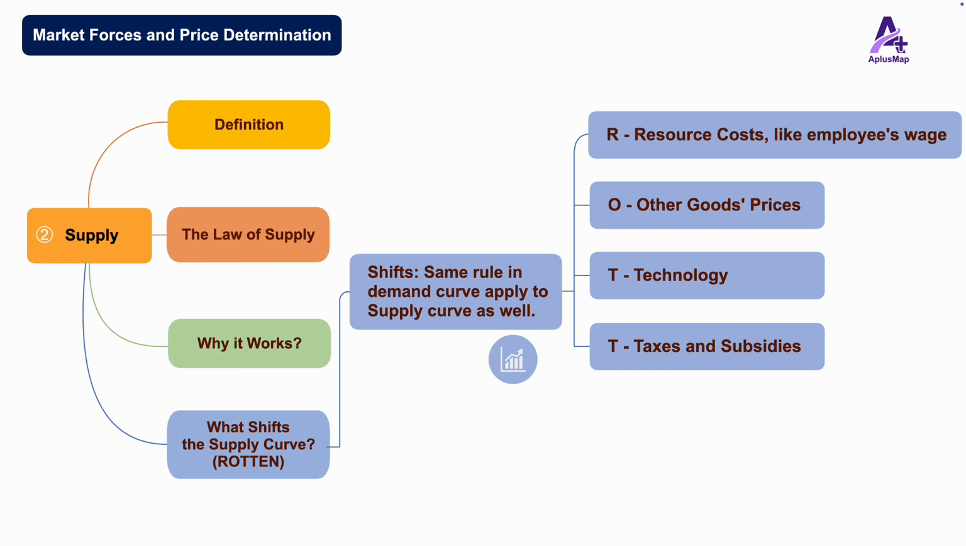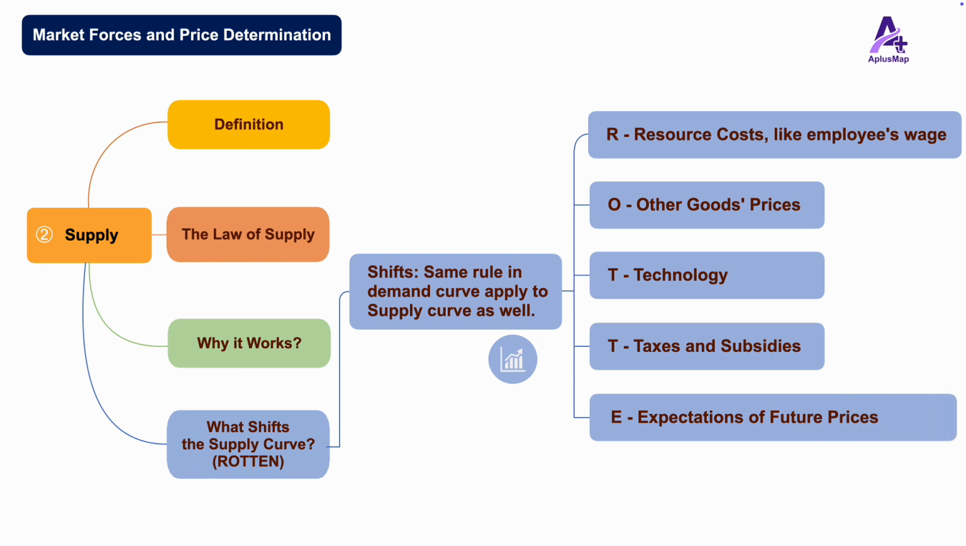For sure. Next, E is expectations of future prices. Similar to demand, but from the seller's view. If producers think prices will soar next month, they might hold back some supply now to sell it later at the higher price, so current supply shifts left. Could happen, yeah. Or if they expect prices to fall, they might dump inventory now, shifting current supply right. Depends on the situation.